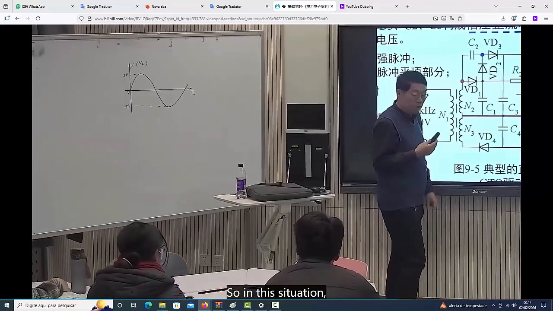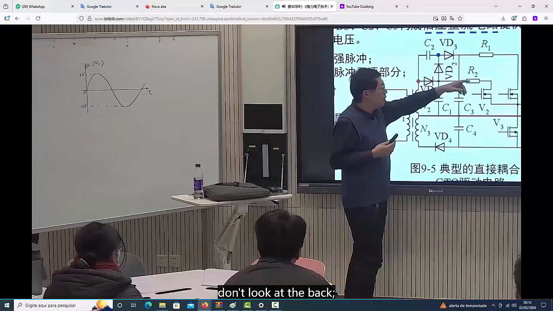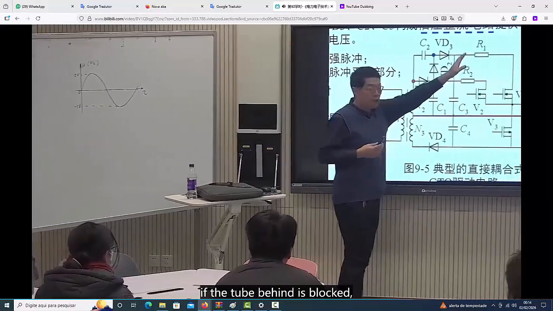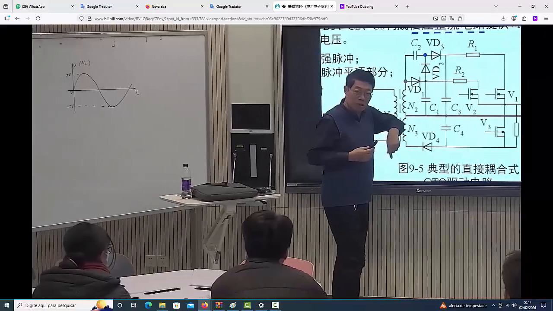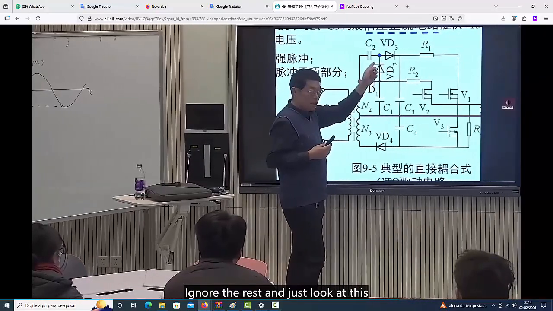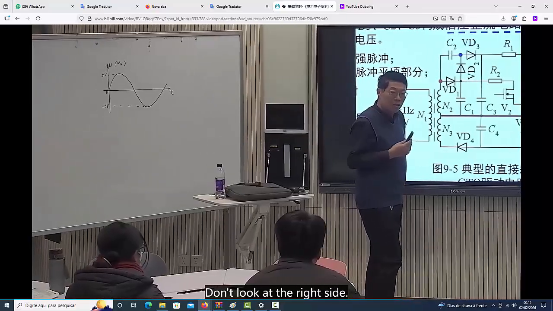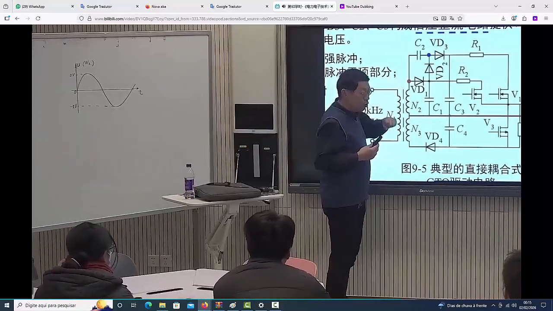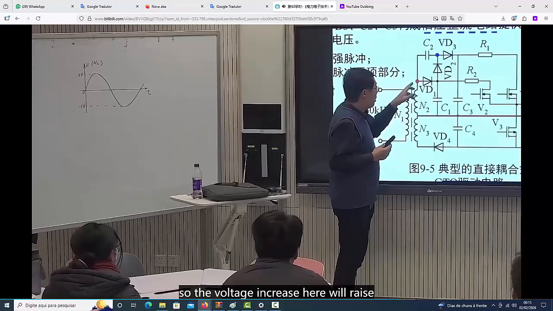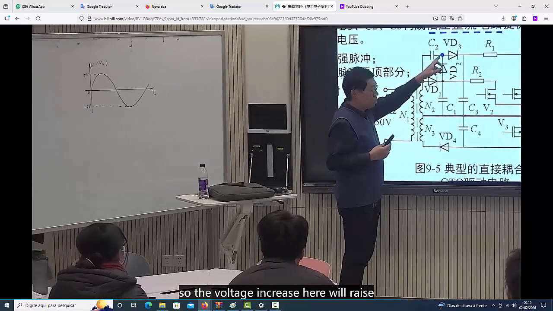So in this situation, don't look at the back. If the tube behind is blocked, there's no discharge path. Ignore the rest and just look at this point up to the blue dot. Don't look at the right side. At this point, the capacitor is not discharging, so the voltage increase here will raise the voltage at the blue dot.